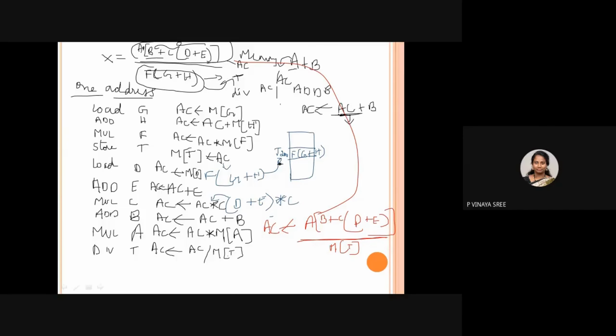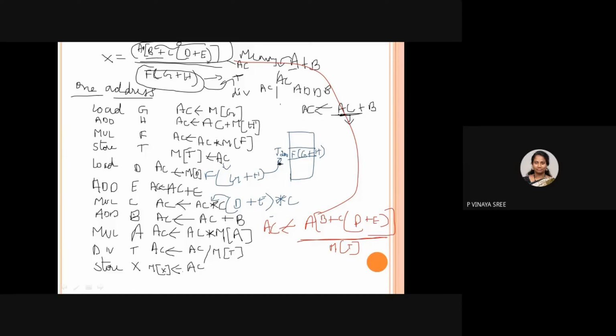Finally, the entire result is available in the accumulator, which is a into b plus c into d plus e divided by f into g plus h. Finally, this has to be stored in a memory location X. For storing the result from the accumulator to a memory location, we use store X, so that the accumulator contents will be stored inside memory location m of X.